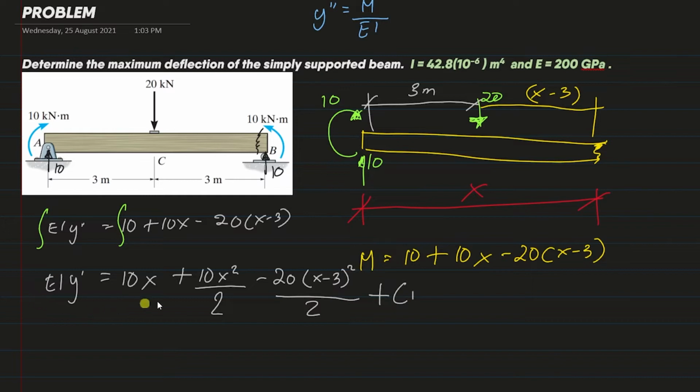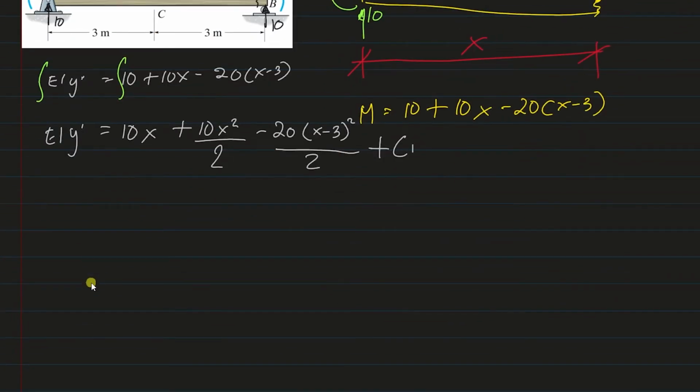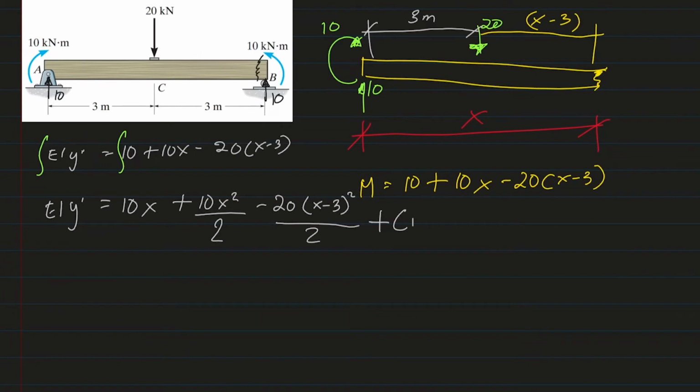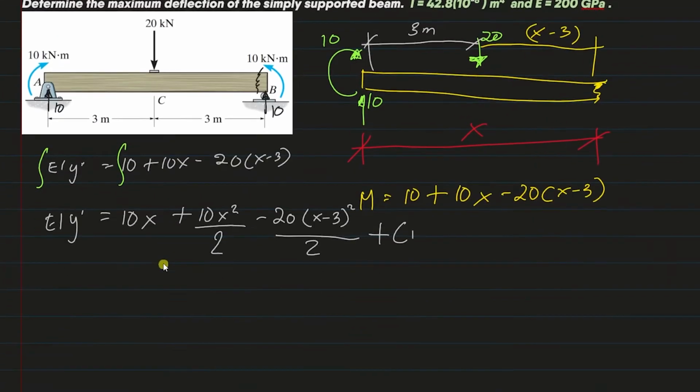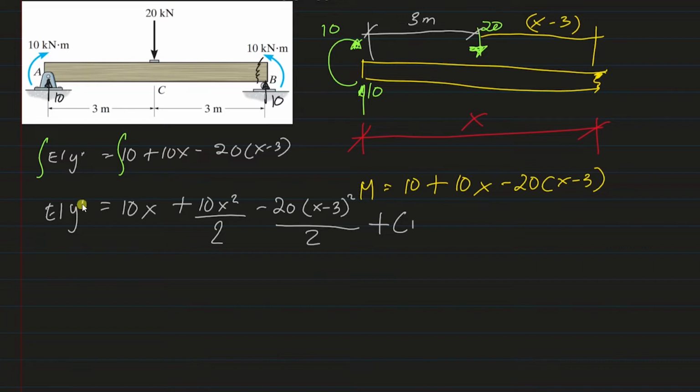Okay, so this is our first integration. So, this equation, we can call this as our slope equation. Bakit slope equation? Because y prime is also the same as the slope. That's dy over dx, rise over run. Remember? Okay, now, we continue. We are not looking for the slope, right? We are looking for the deflection. So, y prime needs to be y. And that will happen if we will integrate it again.